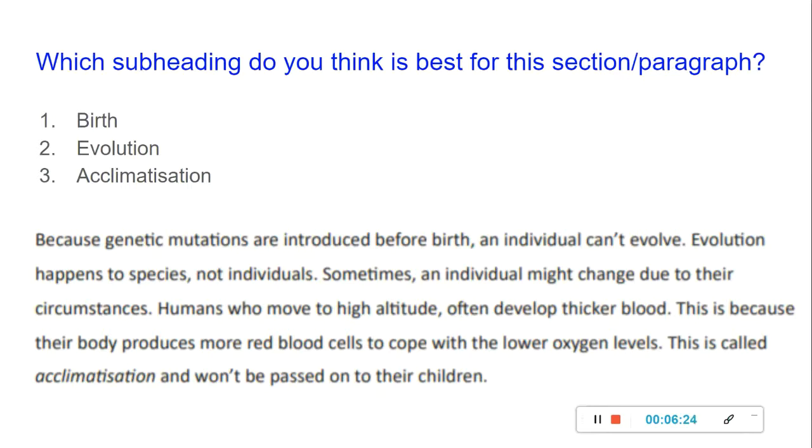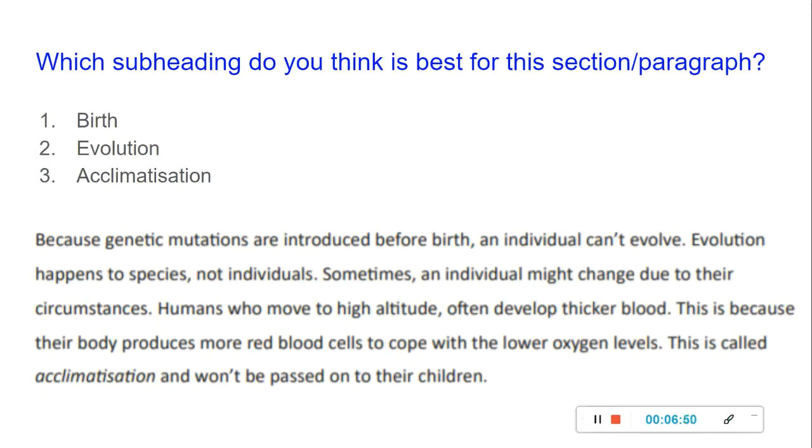There's some really good technical vocabulary in there, but some things like genetic mutations, birth, species, high altitude, oxygen levels, and acclimatization. That's scientific vocabulary that without those terms, you can't really talk about the concept.